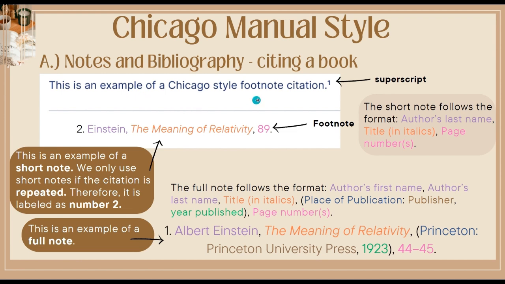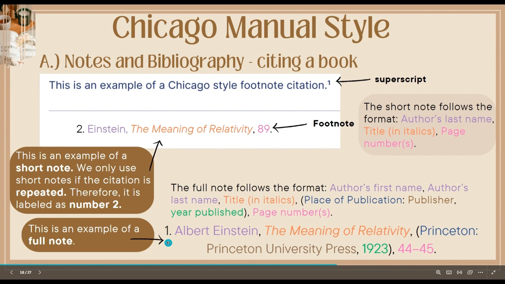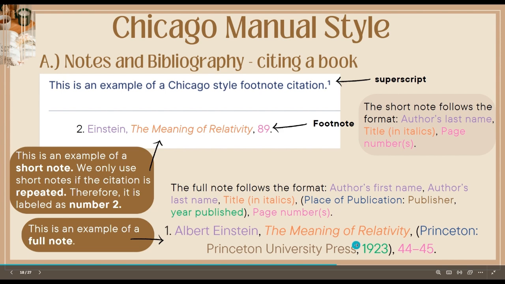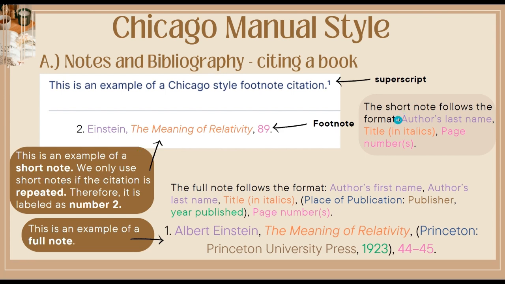This is an example of the Chicago style footnote citation. That is the number one. If this is the first time that we cite this source, then we include it in a footnote. However, if we obtain another information from this source and we want to cite it again, then we use the short note. The short note only contains the author's last name, the title in italics, and the page number.